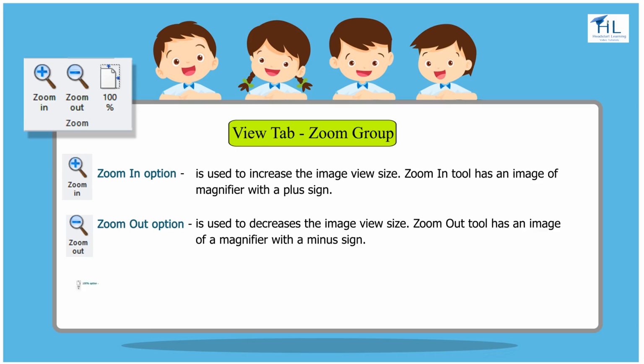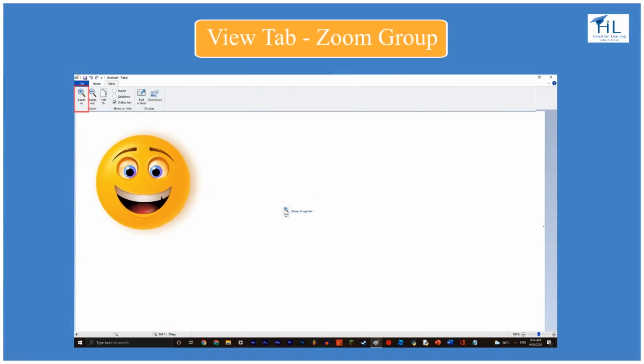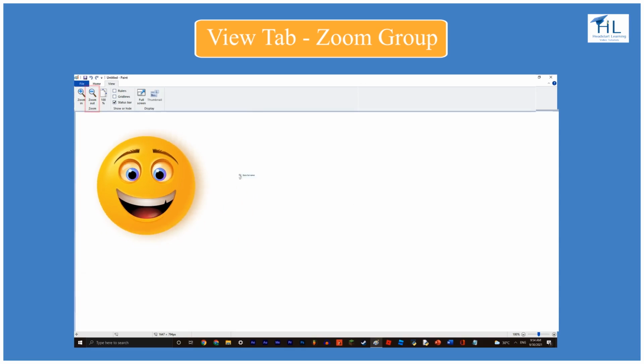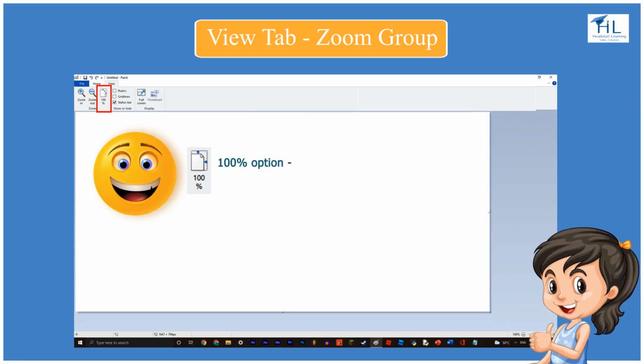And 100% option, this tool when clicked can take the image back to the normal view size from any zoomed state. Please note that these options only change the view size of the image and not the original size of the image. Is the zoom option not similar to the magnifier option in Home tab?